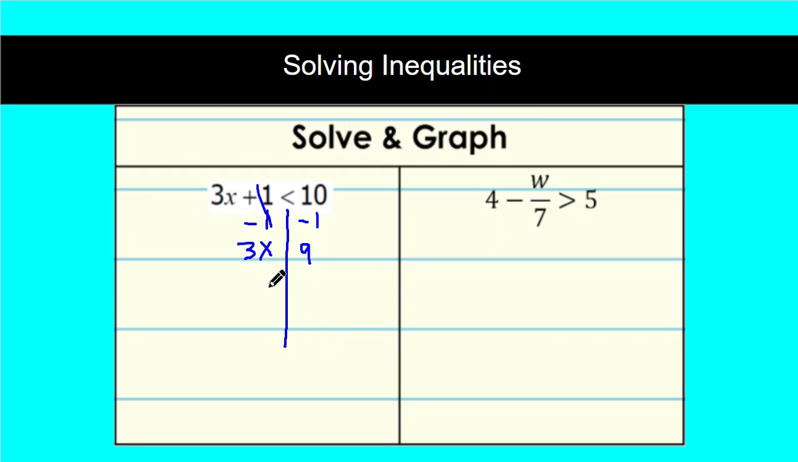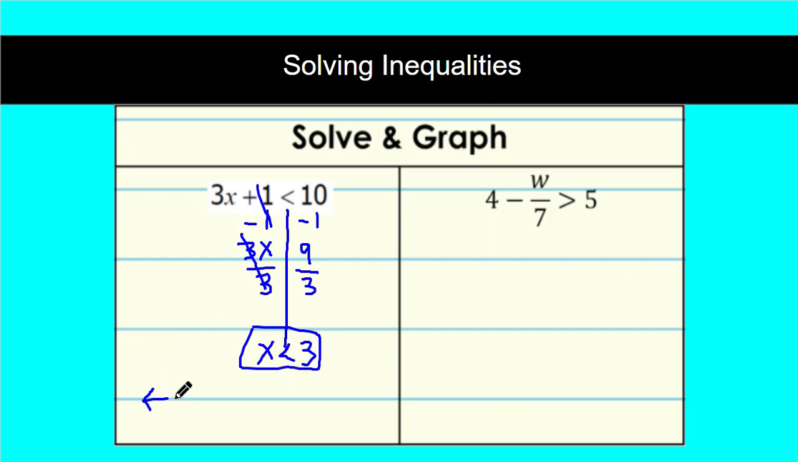So now I'm left with 3x. I want to get x by itself. I would divide by 3 because that's the opposite of 3 times x. Those cancel out and leave me with x. And then I'm going to do the same thing to the other side. 9 divided by 3 is 3. So my answer would be x is less than 3. That's my final answer.